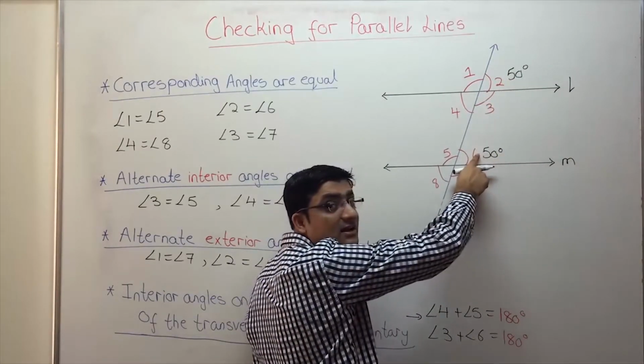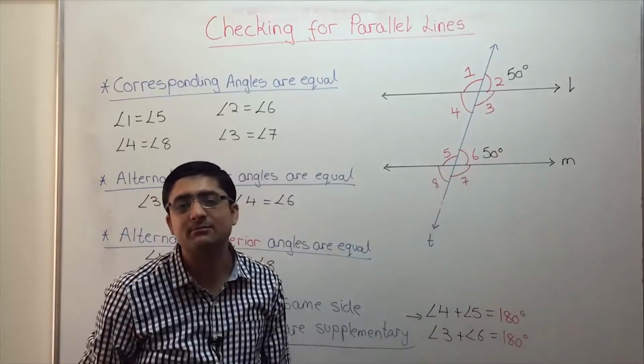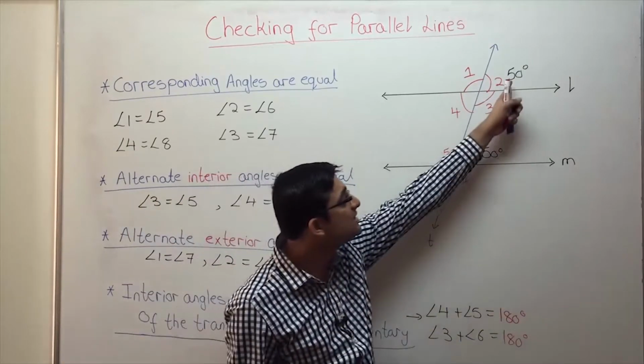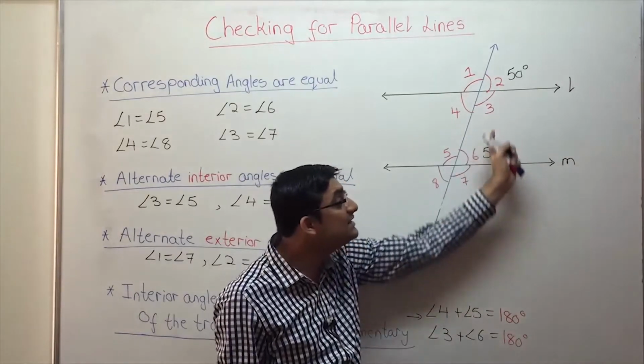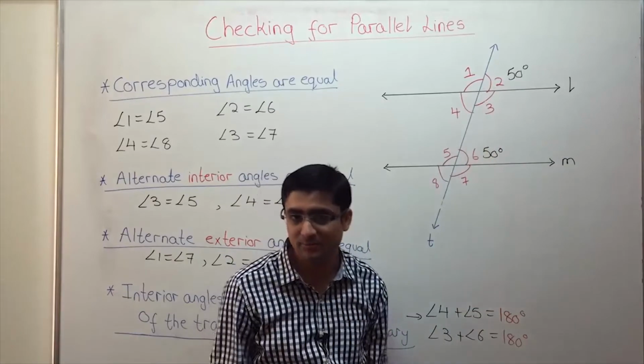Angle 2 and angle 6 are corresponding angles. Since the corresponding angles are equal, therefore the lines are parallel. I repeat, as simple as that. Since we have two corresponding angles and these corresponding angles are equal, the lines have to be parallel, right?